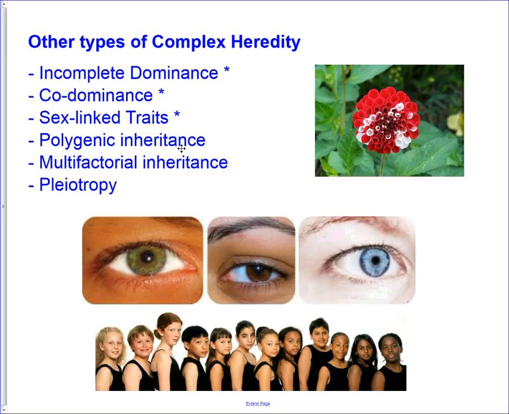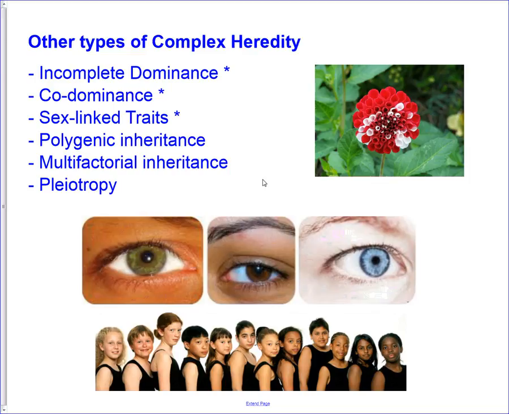All right, there's 6 main types of complex heredity: incomplete dominance, codominance, sex-linked traits, polygenic inheritance, multifactorial inheritance, and pleiotropy. I put stars next to these first 3 because those are going to be the ones that we focus on, and I'm going to mention the others, but we're really not going to go into much detail about them.